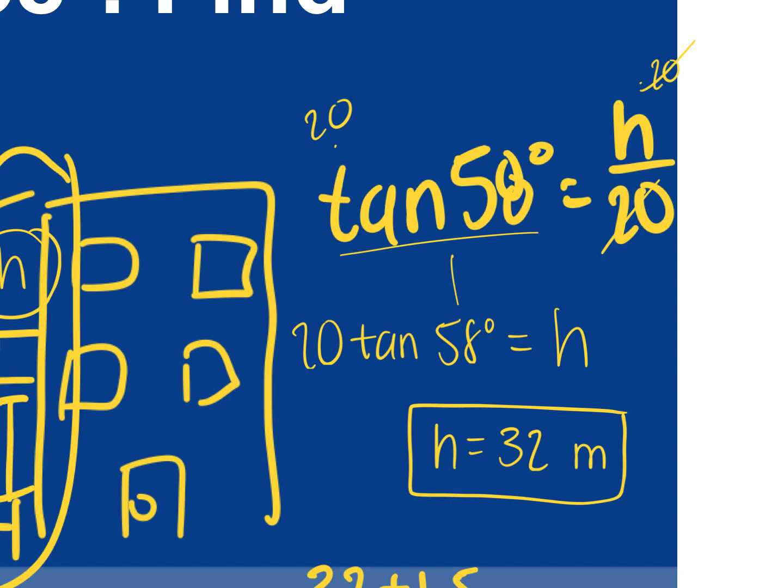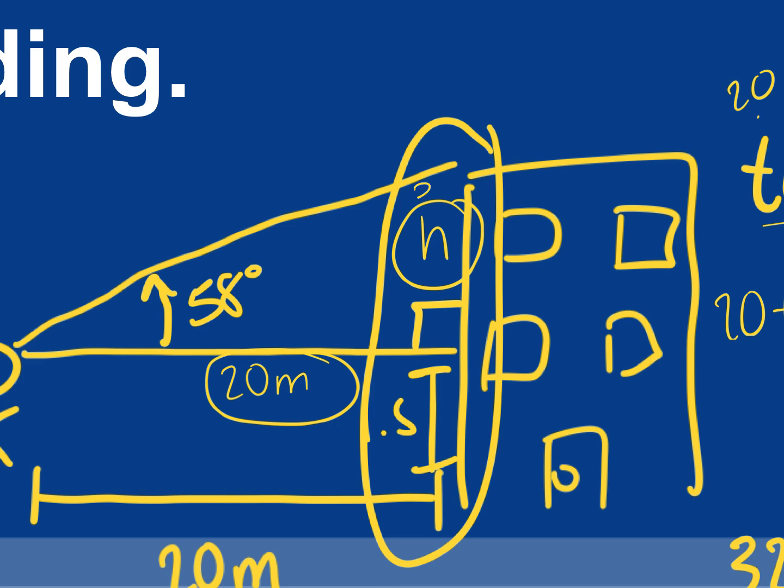Oh, yeah, 90 minus 58, and then you could get this angle, which would be 32 degrees, right? You could totally use that, but then you'd have to use the tangent of 32 degrees equals 20 over H. So your ratio would change because you're looking at a different angle. Okay? Good questions. Yeah, Hayden.